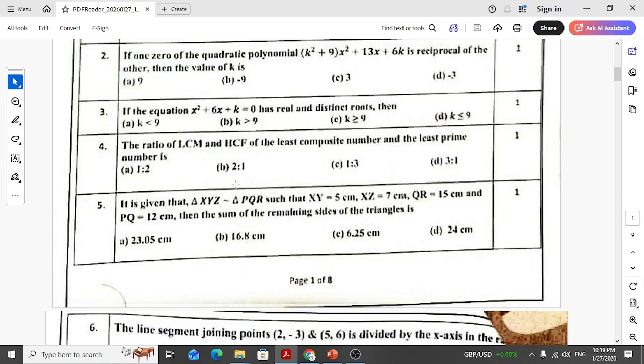If one zero of the quadratic polynomial is the reciprocal of the other zero, what happens here? Let us see exactly what happens. Can we take this as the product of the zeros? What is the product of zeros? Alpha into beta. Instead of beta, it is the reciprocal of the other, so I'm going to take 1 by alpha, which is C by A. So alpha gets cancelled. We have 1 is equal to C by A.